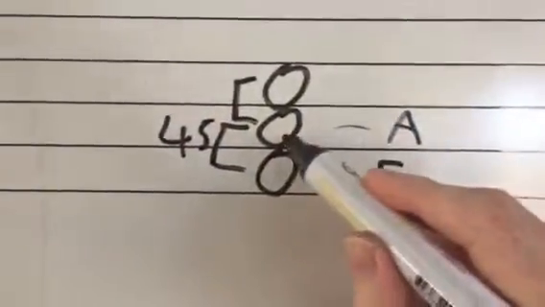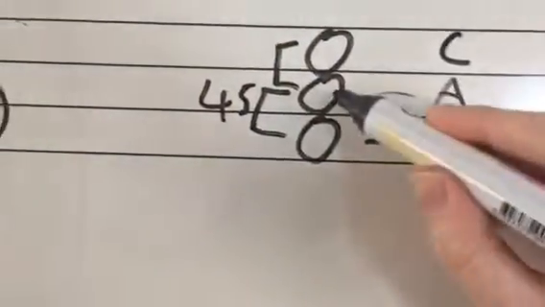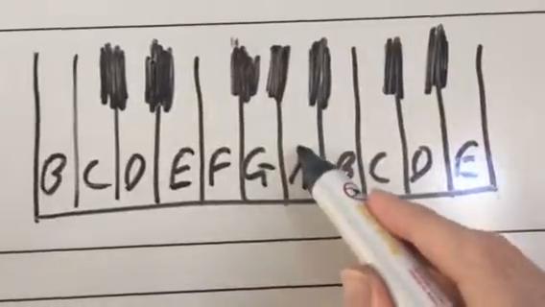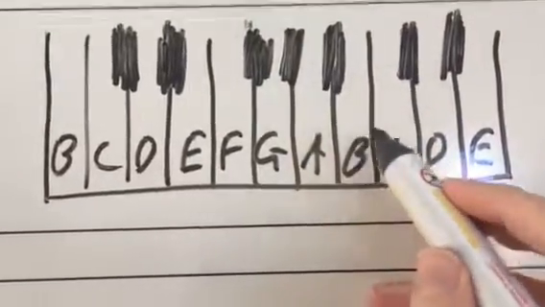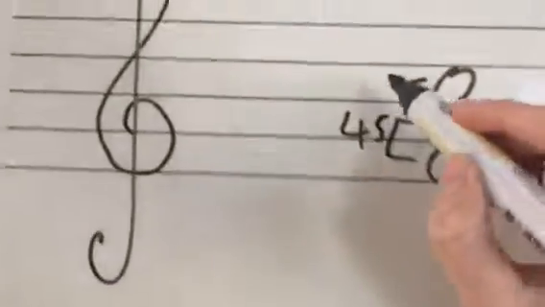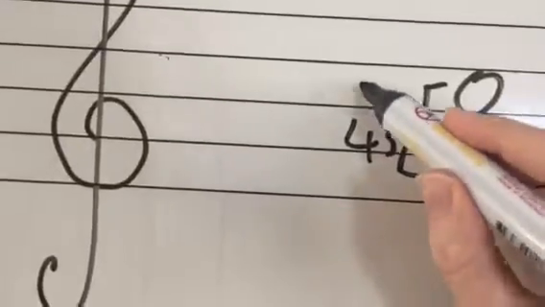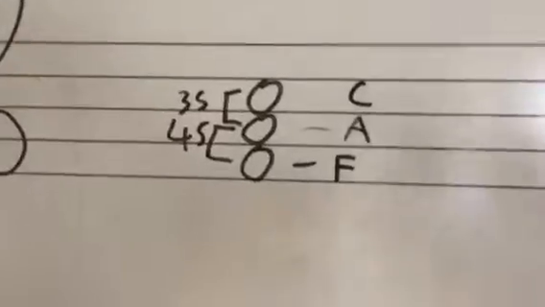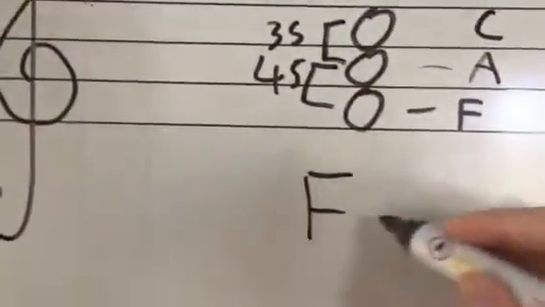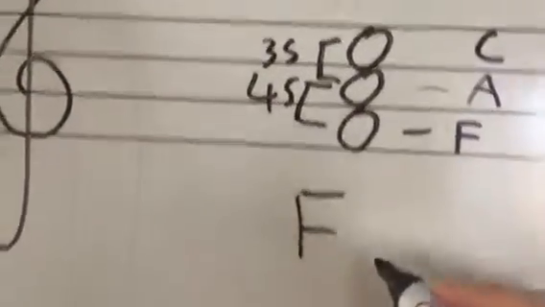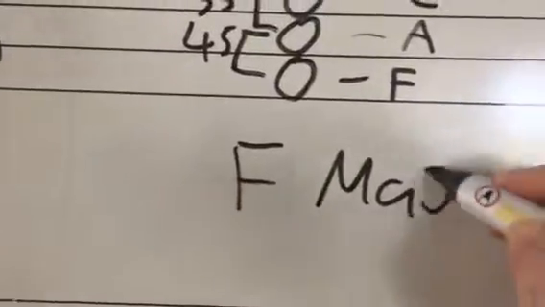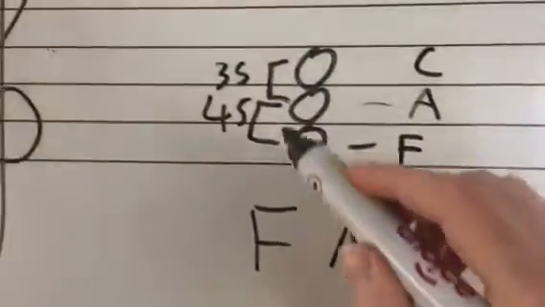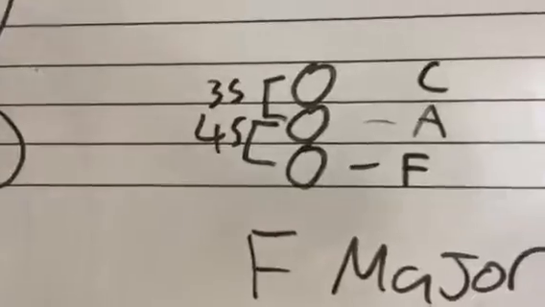A to a C, counting from the A, is 1, 2, 3. So the distance from the A to the C is 3 semitones. So this, in fact, is F, because it starts on the F, the bottom note, major. Major because it goes 4 semitones, then 3 semitones.